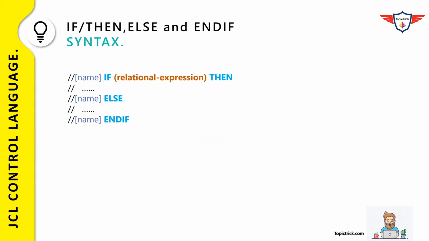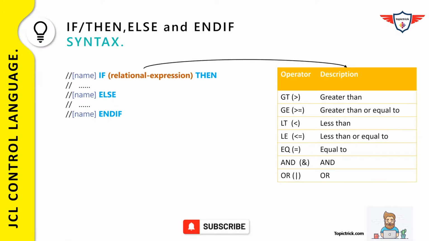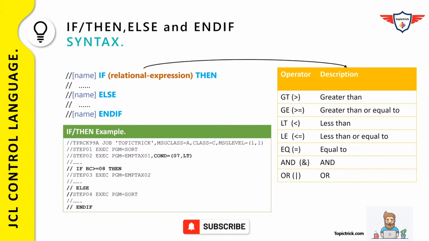Now let's look at a couple of examples so that you can understand how exactly you can use the if-then-else statement to process job steps conditionally. So again, you have a table on the right hand side. This is basically the operators that you can use to specify your relational expression along with RC as the return code of the previous step.